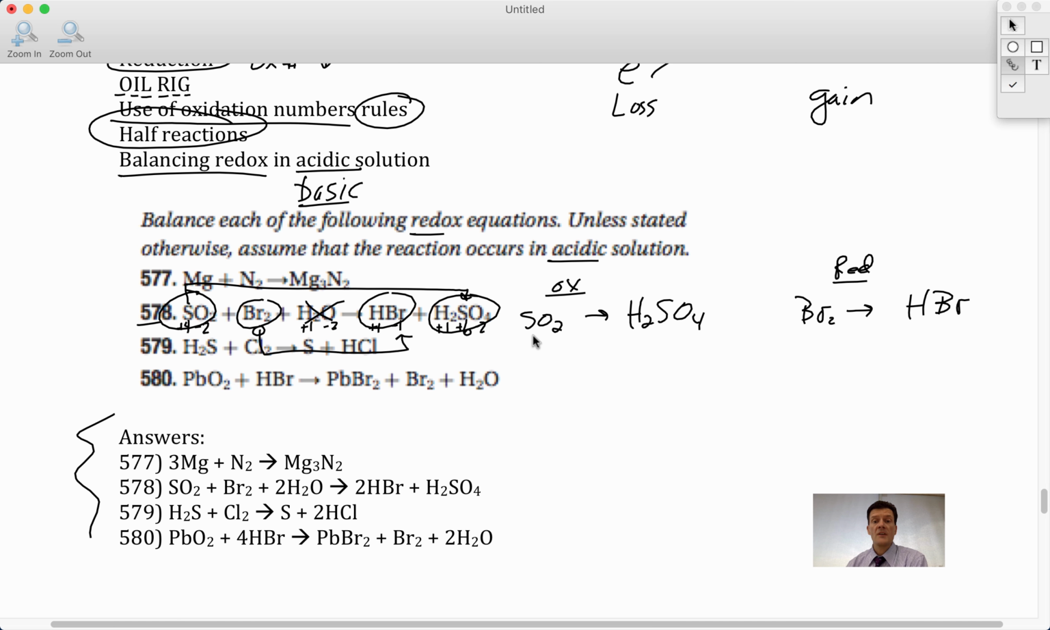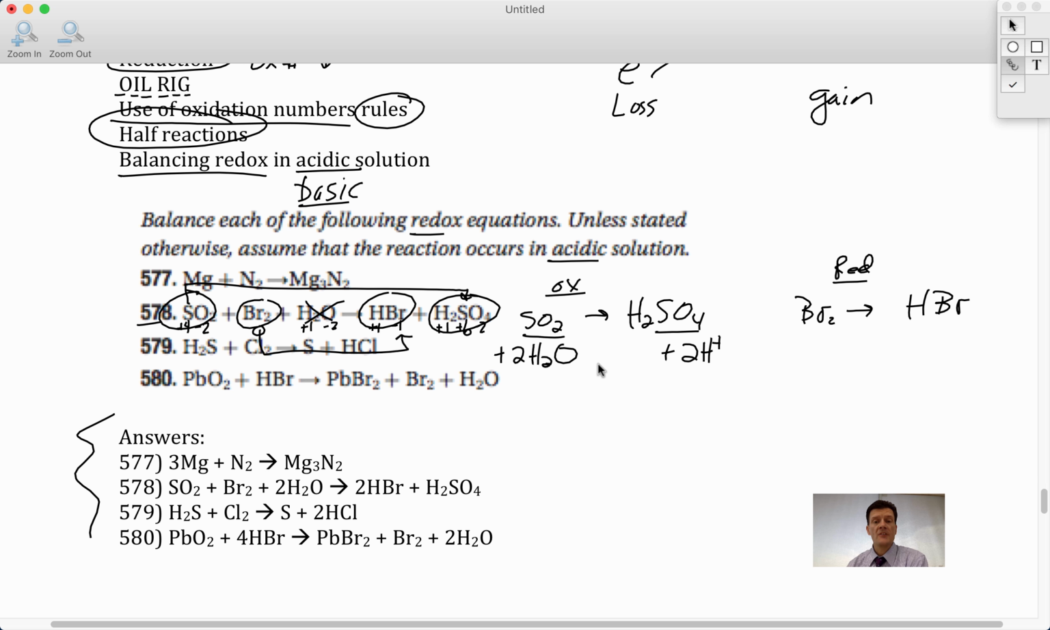So how do we balance this? First we have to balance all the elements except for oxygen and hydrogen. So there's 1 S on both sides. Check. Next, do the oxygen. There are 2 on the left, 4 on the right. So I balance oxygens by adding water. So I'm going to add 2 waters. Now I balance the H's. I do that by adding H+. I've got a total of 4 H's on the left, 2 over here, so I have to add 2 H pluses over on this side.